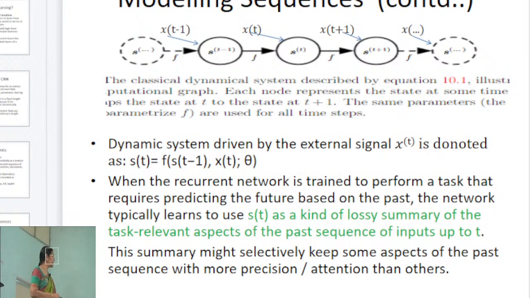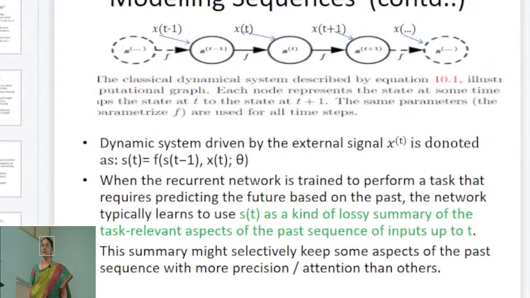Next, this summary might selectively keep some of the aspects. So, when you are taking the summary, some of the aspects may be given higher importance and some of the aspects will be given lesser importance based on the impact of such things for determining the next state. So, that is the attention that needs to be given for different words when you are working with NLP. We will be discussing it in the next session.